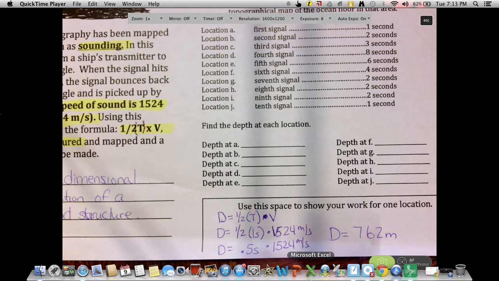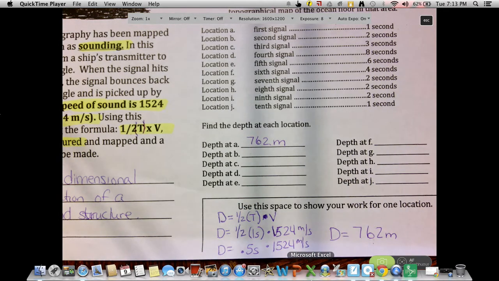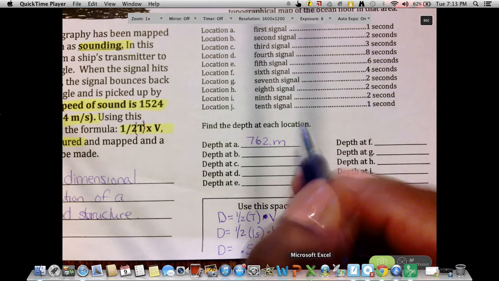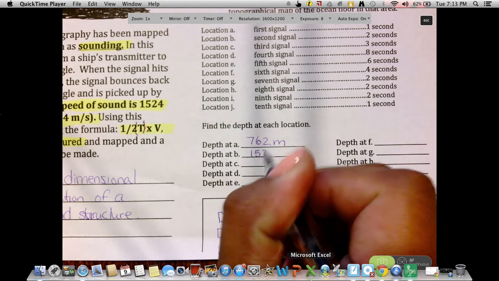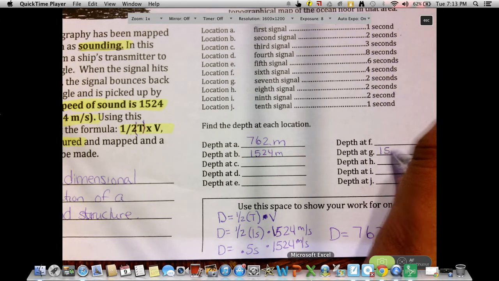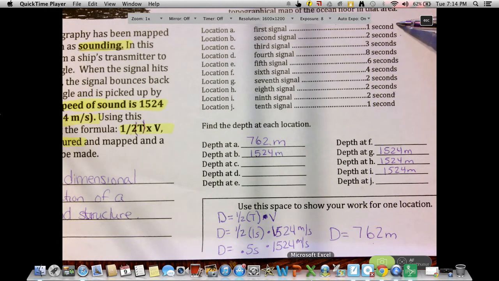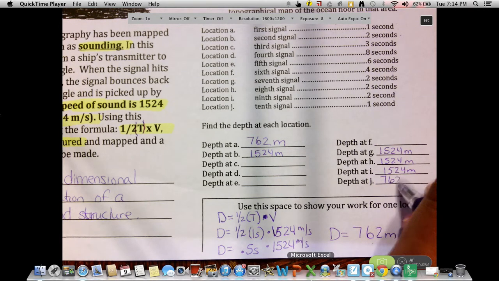We need to put this number for depth at location A. Doing this same formula, we'll come up with the rest of the location depths. So the depth at location B is going to be 1,524 meters. That's for 2 seconds. Notice that G, H, and I all are 2 seconds, so they're all going to be 1,524 meters, and the same for I. Notice that location A is 1 second, and so is location J. So that's all going to be 762 meters.